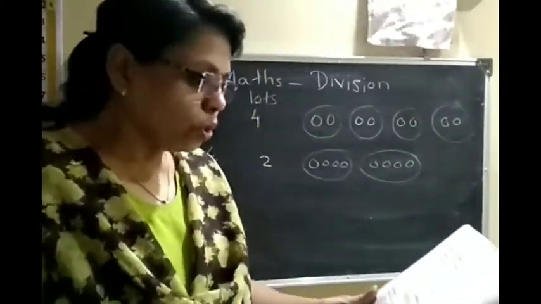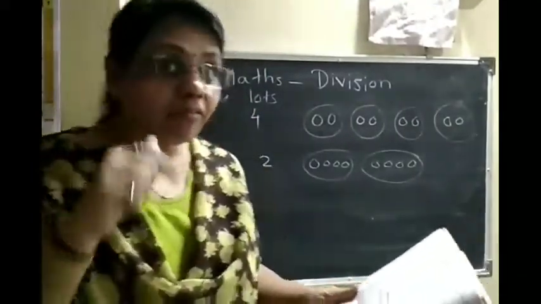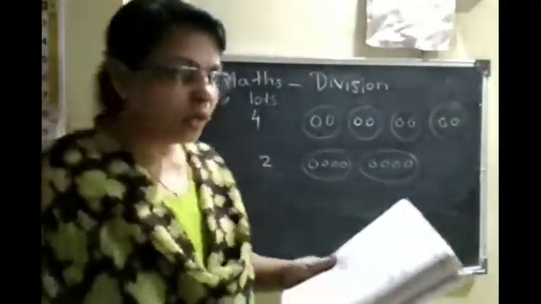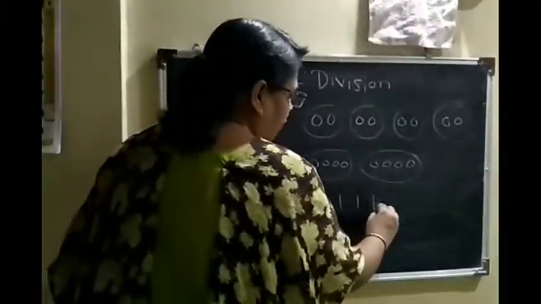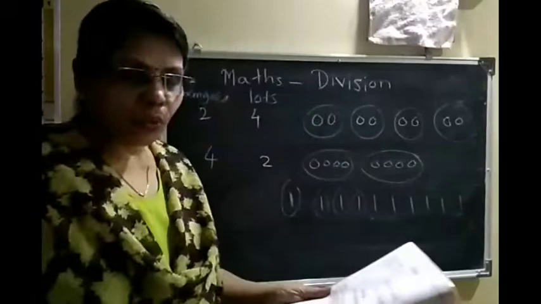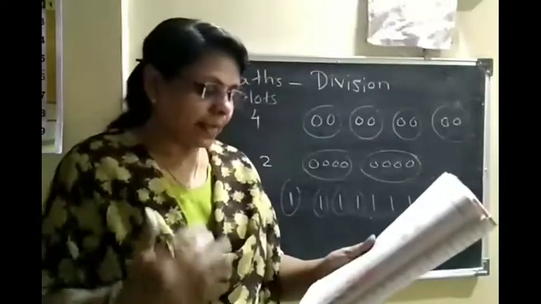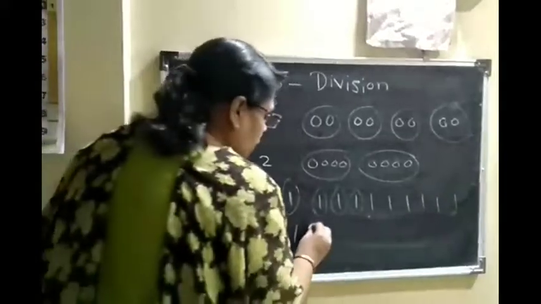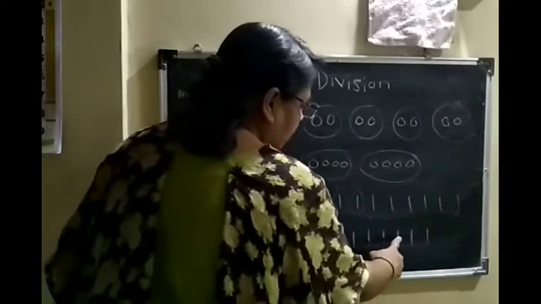The assignment we have to do the same way. Total number of cucumbers is 10. Number of cucumbers in one lot, they have given us the hint. So draw a circle around each cucumber. 10 are there, 1, 2, 3, 4, 5, 6, 7, 8, 9, 10. You have to draw a circle around each cucumber, and the total number of lots will be 10. Second, number of cucumbers in one lot, 2.